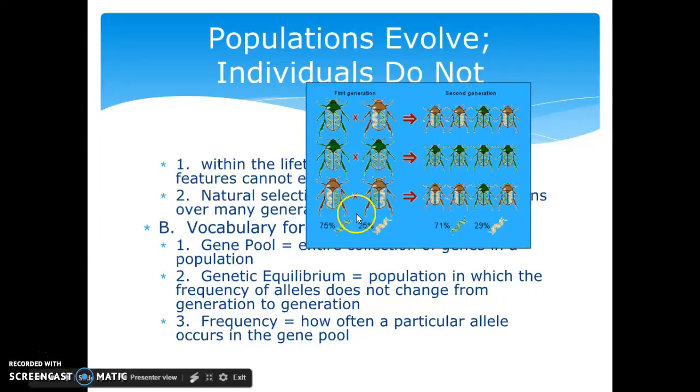So this shows how this might have changed just a little bit. You have 75%, 25%, and then these are the different second generations that those guys give.